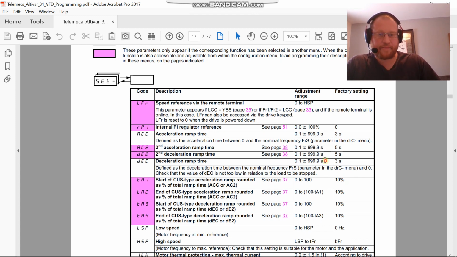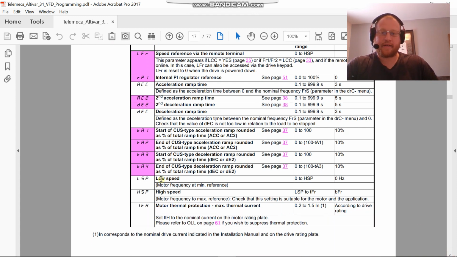Same with stopping. So deceleration ramp time is a type of stopping method. You can tell the motor to ramp down in, let's say, 5 seconds. But again, if it's a really high inertia load, well, it just won't be stopped in 5 seconds. And then after that deceleration ramp time is done, then the motor will just coast to a stop. So that's not necessarily the safest way to bring a motor to a stop.